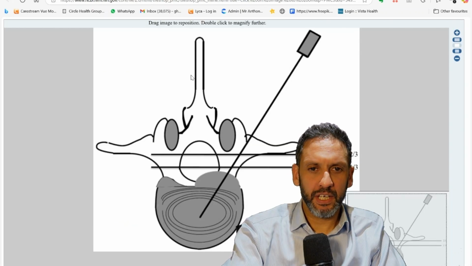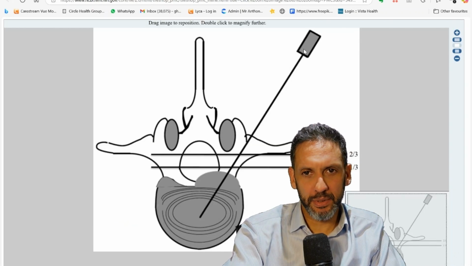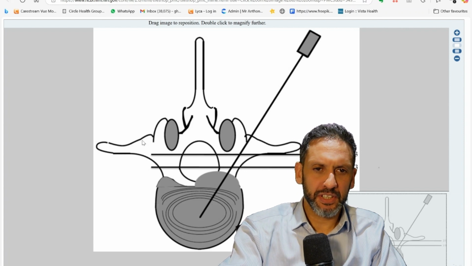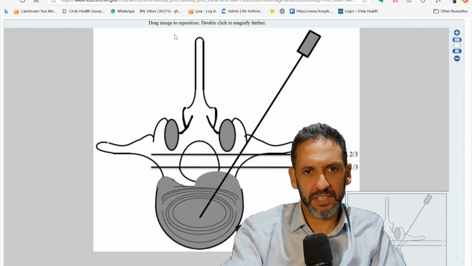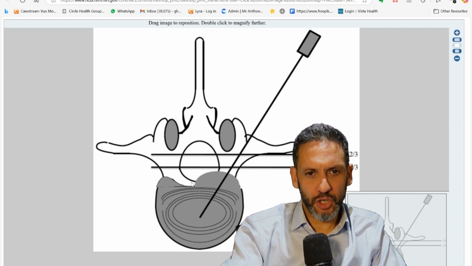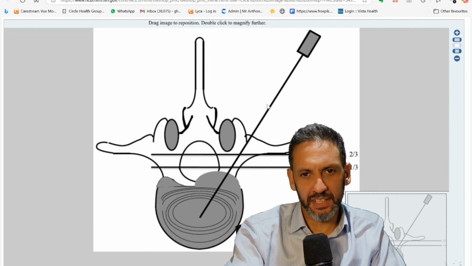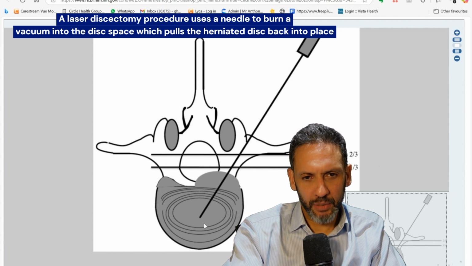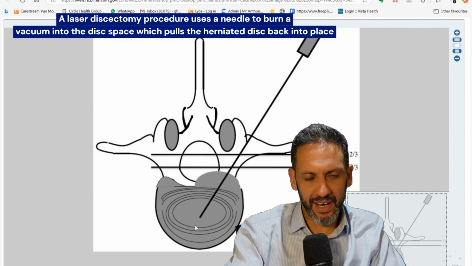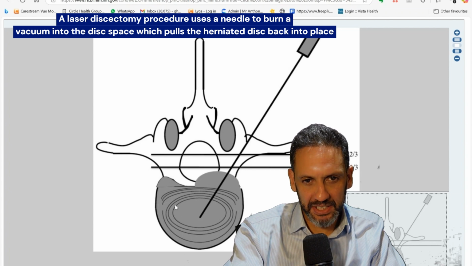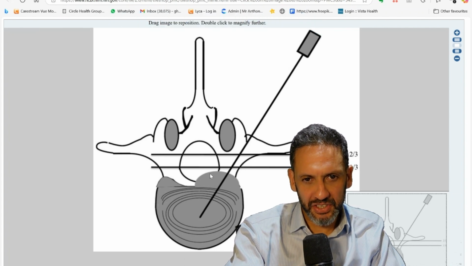Laser discectomy involves passing a needle, a special type of needle, through the skin. So this diagram is a cross section of the spine. So this is the back of the spine, this is the front, and these are the sides. This opening here is the spinal canal through which all the nerves run, and this grey area is the disc, and this bit here is the bit that's herniated. So the idea is you pass this needle through the skin into the spine, and with laser technology you burn a type of vacuum into this disc space, and that vacuum causes a kind of suction effect, pulling this disc back off of the nerve.